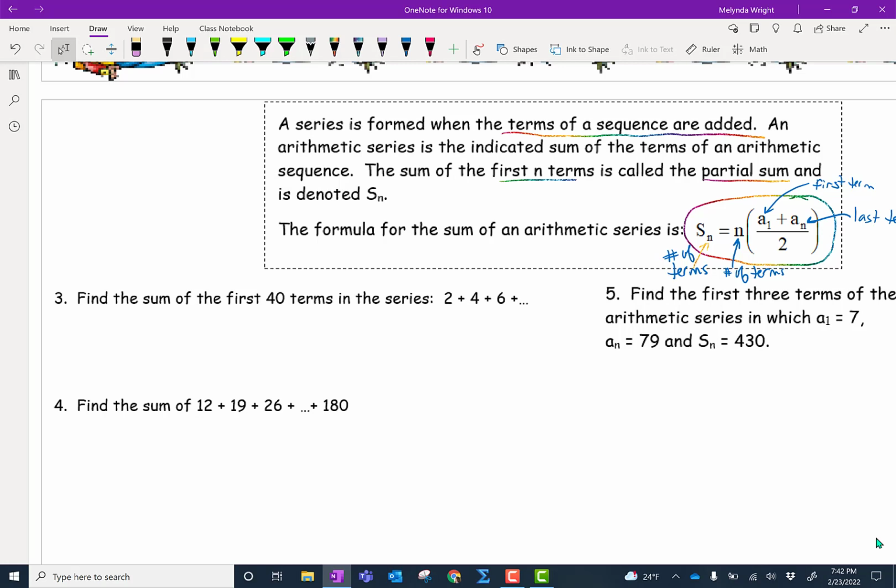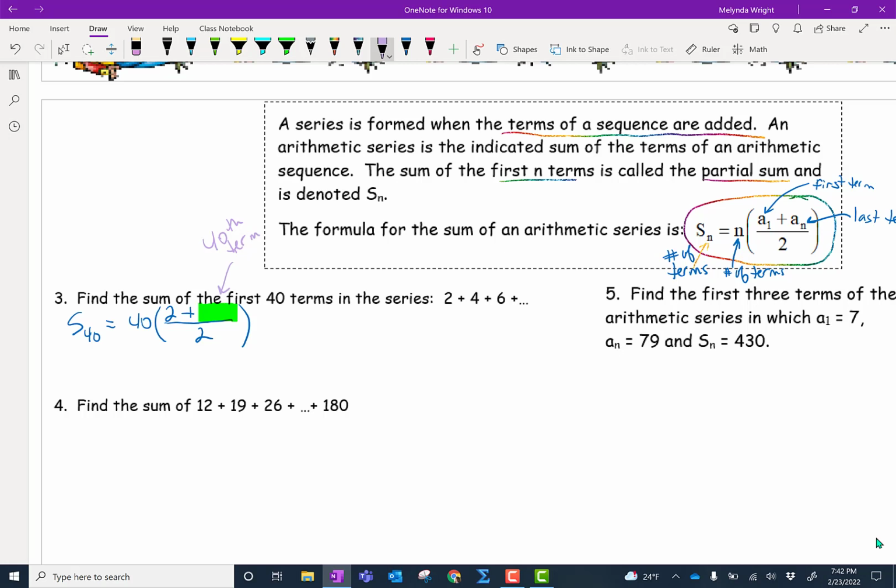So let's start our formula. S sub 40 equals 40 times, let's see, I have my first term, that is a 2, plus, I don't have my last term, we're going to have to find that, over 2. So this is our unknown right here. We don't know our 40th term. What we have to put here is the 40th term, right? Because the formula asks for the first term plus the last term, divided by 2, times the number of terms.